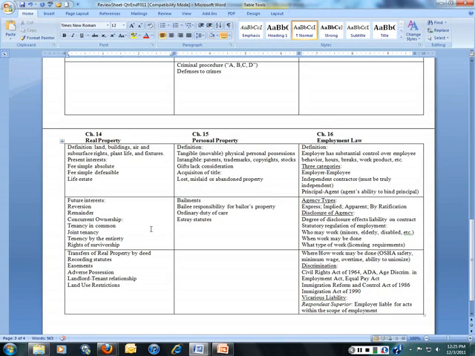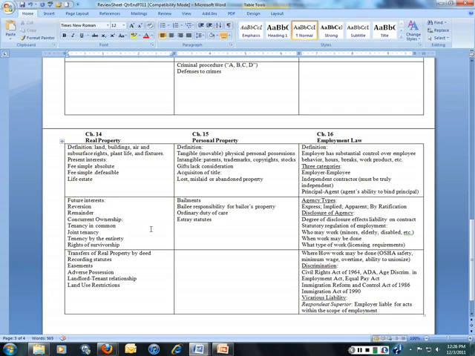Often we look at the definition based on common law, looking at lost, mislaid, or abandoned property, how the original owner may or may not lose their ownership rights. Depends on that classification of the property.